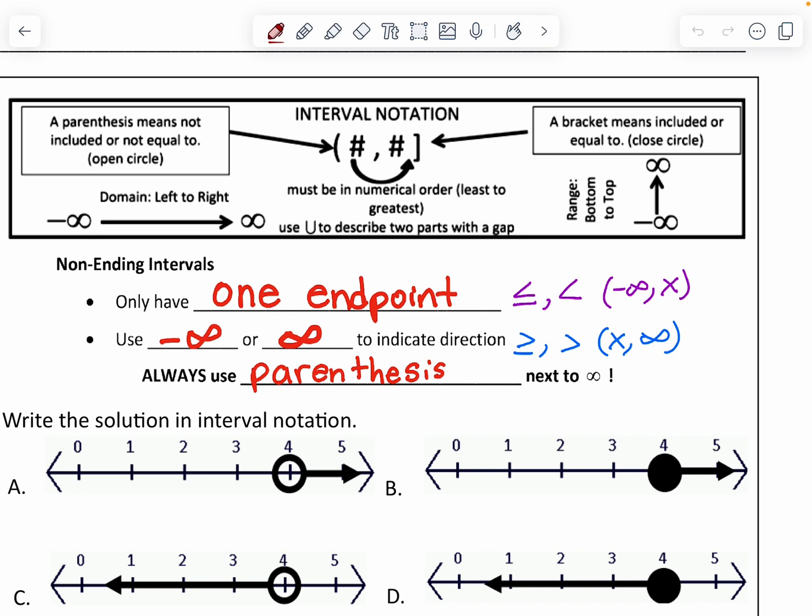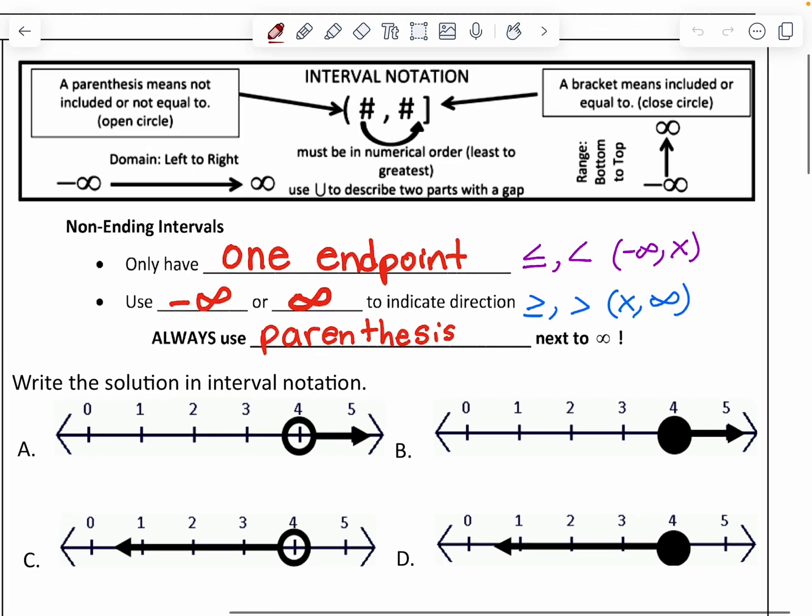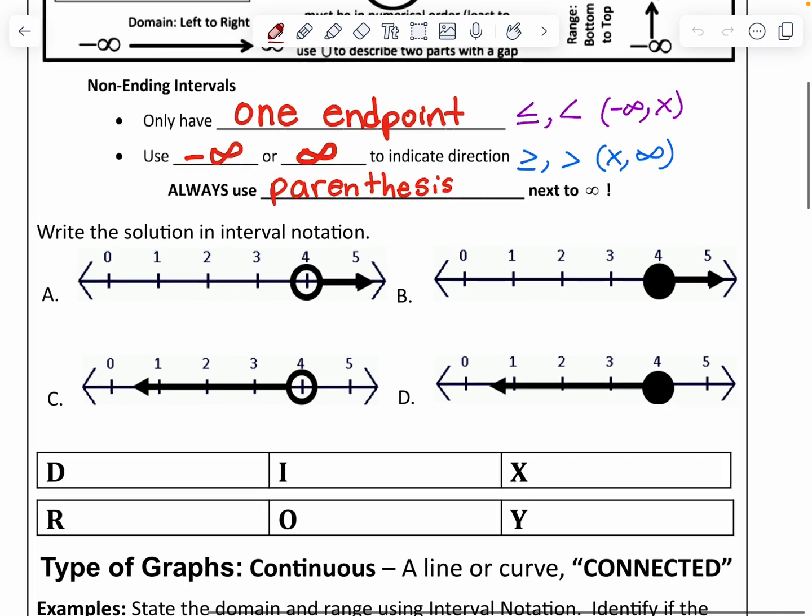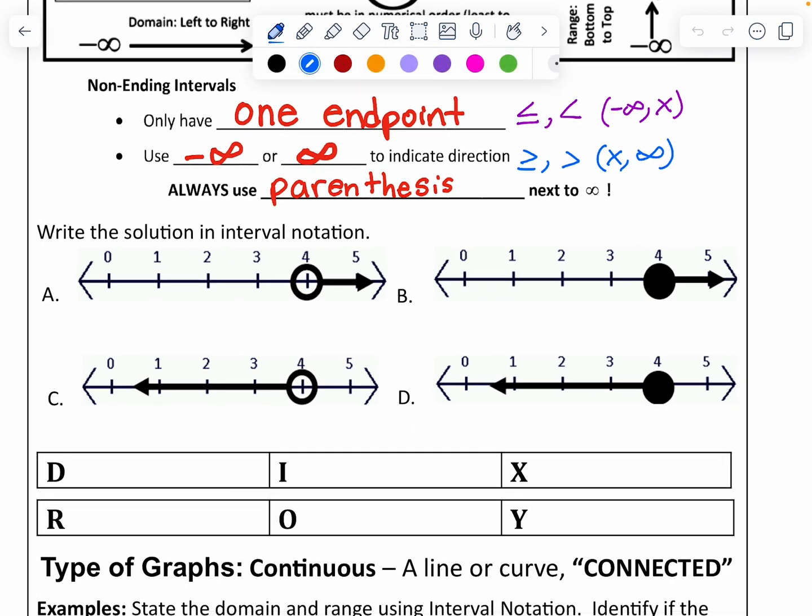So we're going to use negative infinity and infinity in the interval notation to indicate the direction of the function. We're always going to use parentheses when you use infinity. You're never going to use a bracket next to infinity. So let's look at just a number line first.